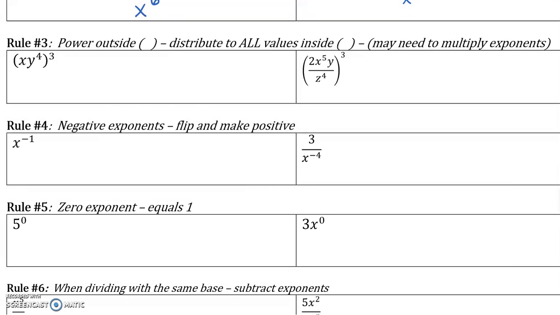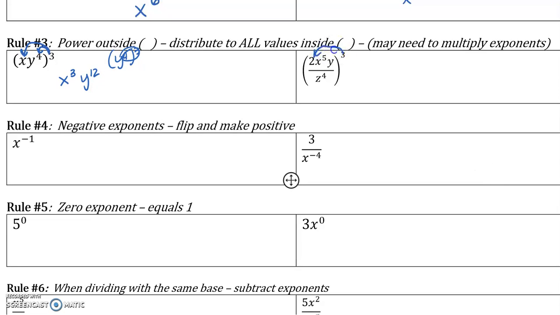Whenever we have a power on the outside, the power just gets distributed to each individual number. So the 3 will go with the x and with the y to the 4th. So the x just becomes x to the 3rd. The y to the 4th is y to the 4th to the 3rd power. So you end up multiplying those two together. So you would say y to the 12th.